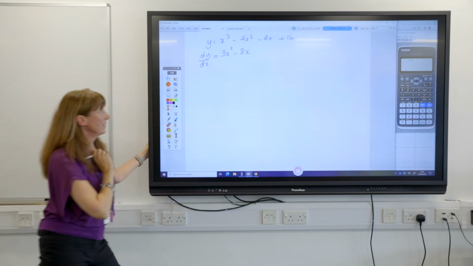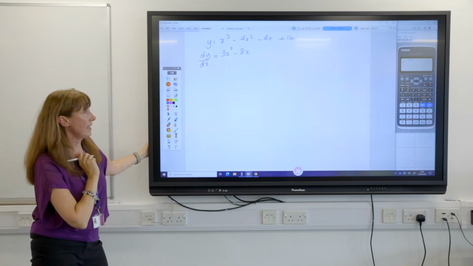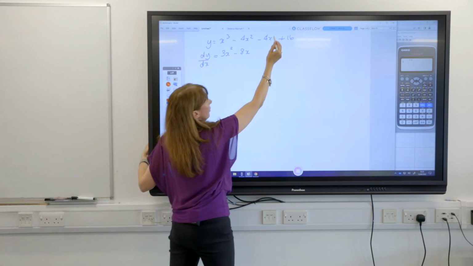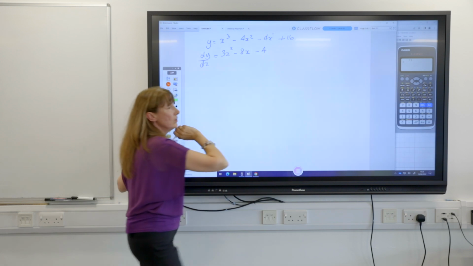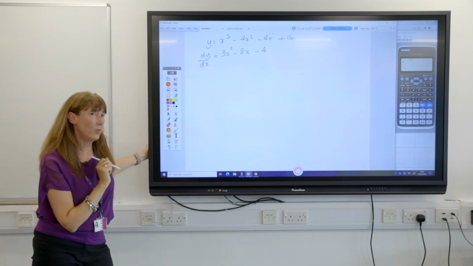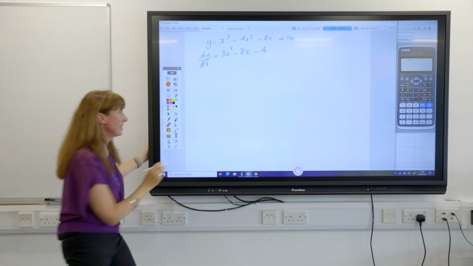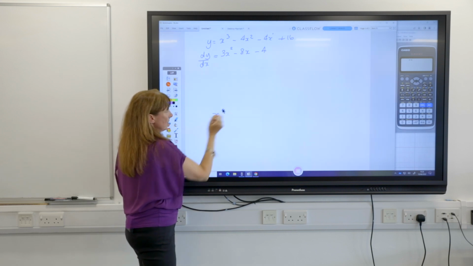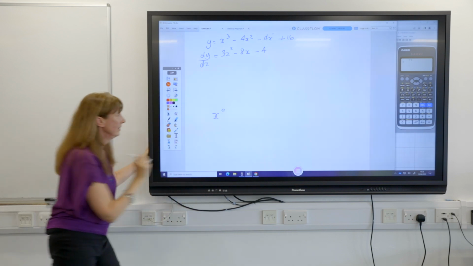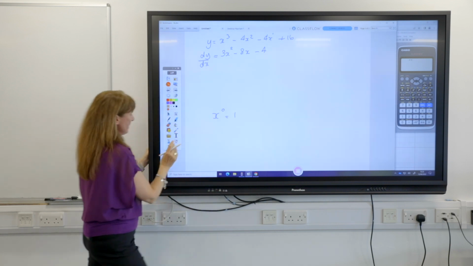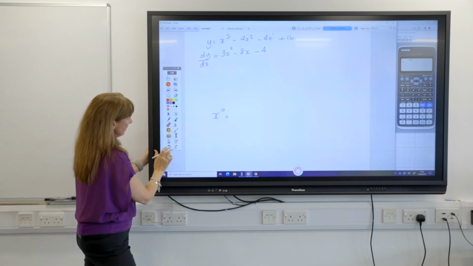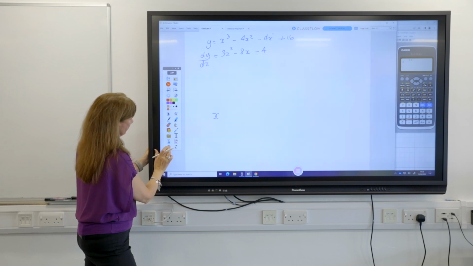Take 1 off the power, these just leave us with minus 8x. Here we've got a power of 1, so we multiply by 1, so we get minus 4. X to the power of 1, take 1 off the power and we get x to the power of 0. So anything at all to the power of 0 is the answer 1. So it would be just the same as saying times 1 instead of x to the power of 0.